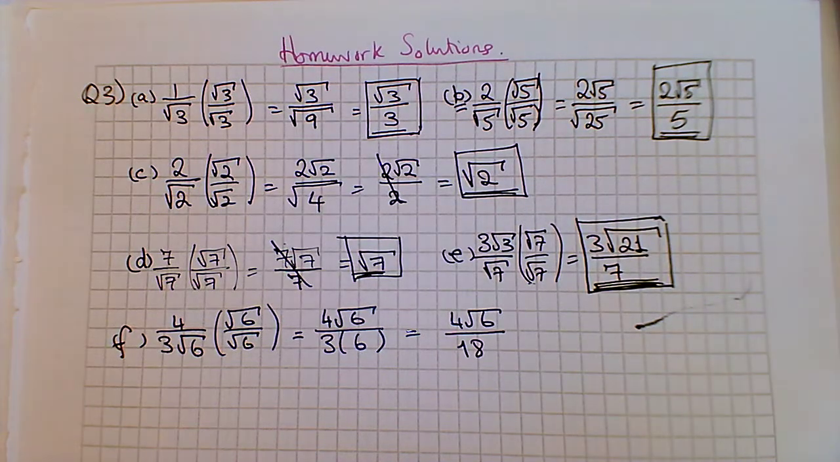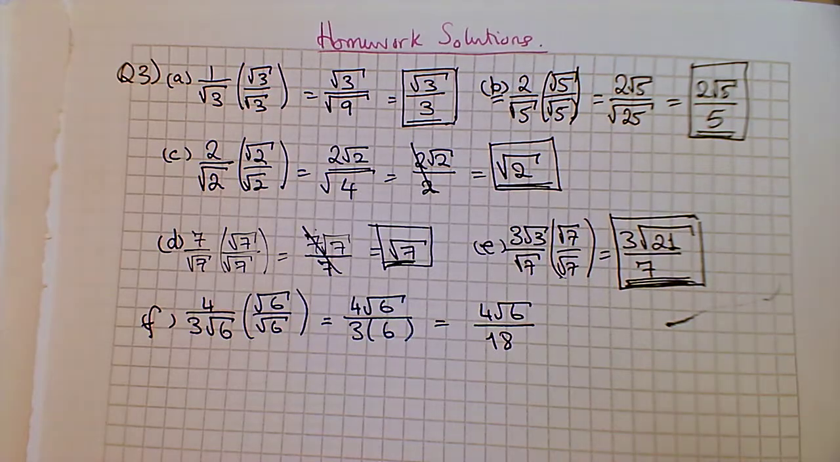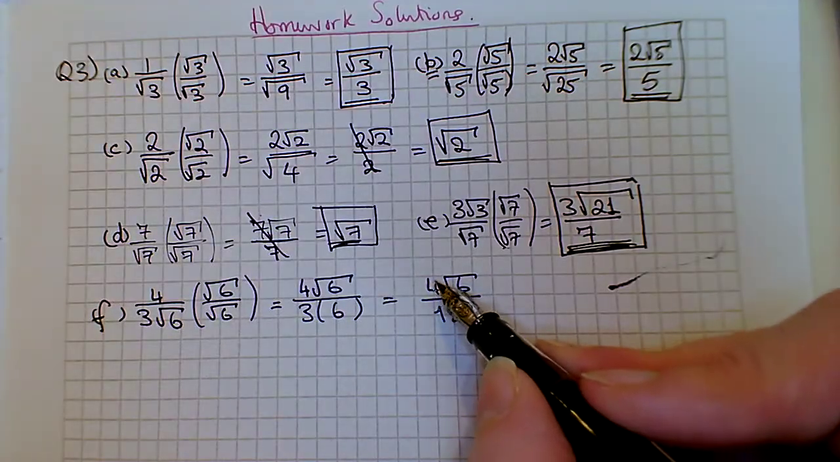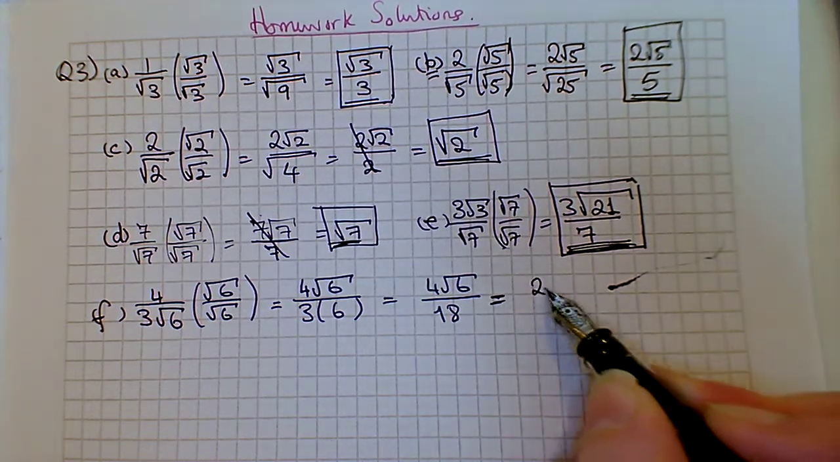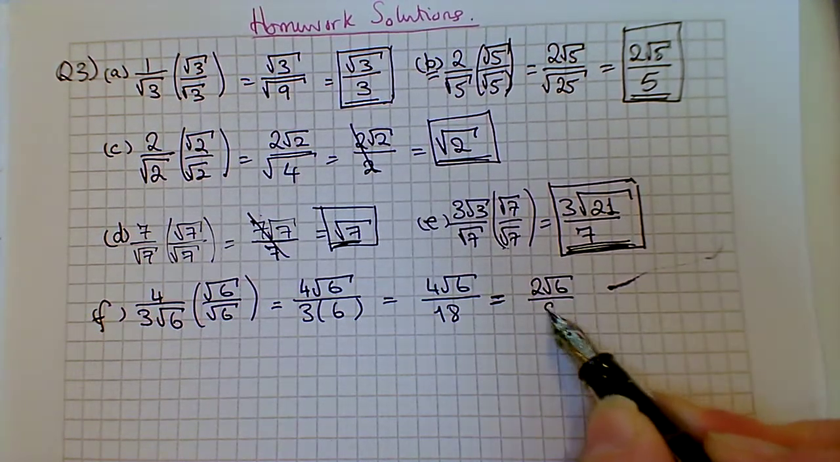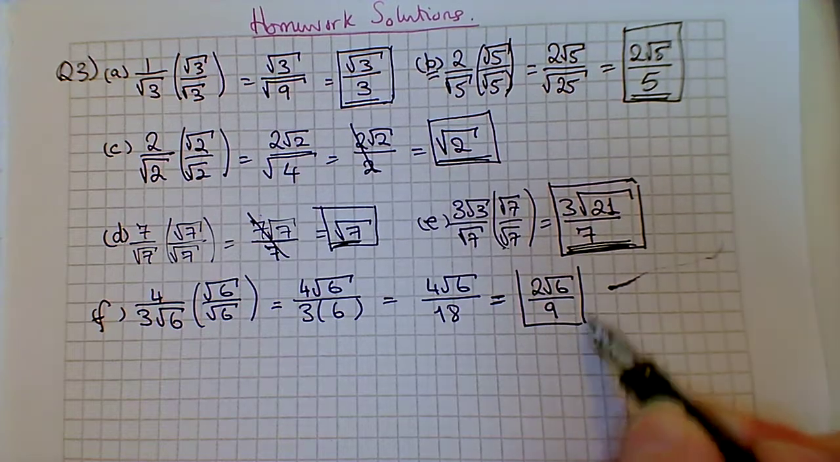And if you type that into your calculator, you'll notice it simplifies it a little bit further because 2 divides into 4 and 2 divides into 18. So our final answer here is 2 root 6 over 9.